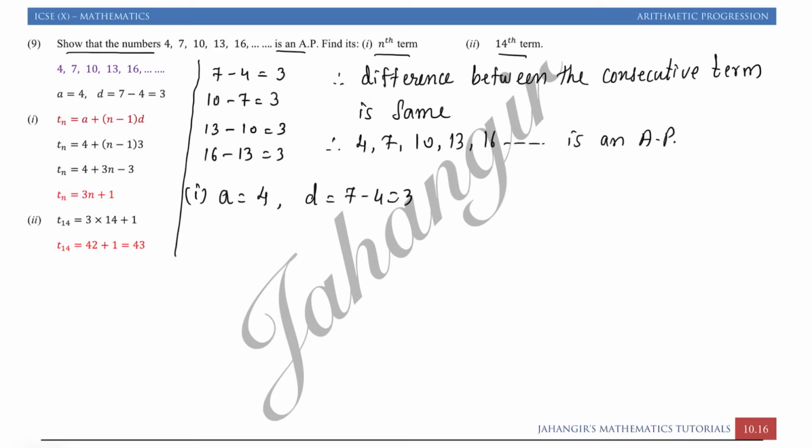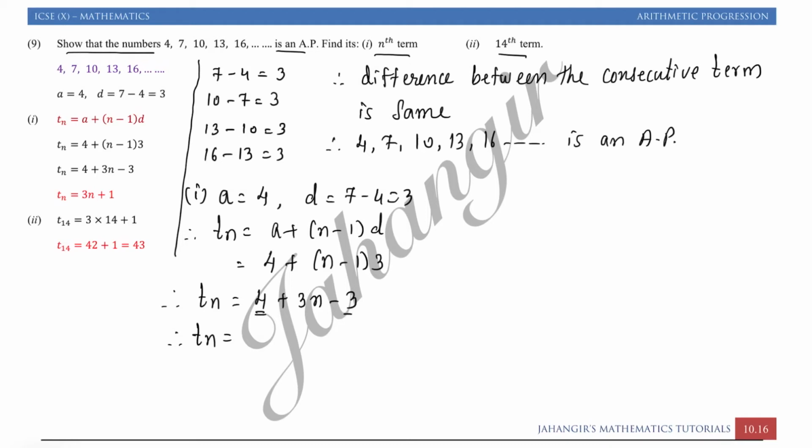So therefore we can say Tn is equal to A plus n minus 1 into d. So our A is 4, first term is 4, plus n minus 1 into d, which is 3. So therefore we can say Tn is equal to 4 plus 3n minus 3. So therefore Tn is 4 minus 3 is 1, 1 plus 3n.